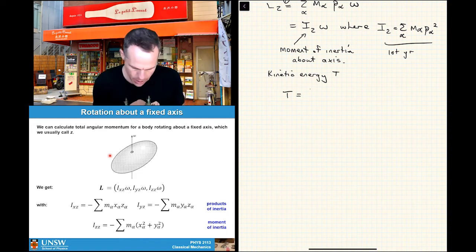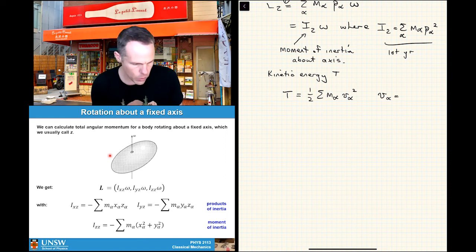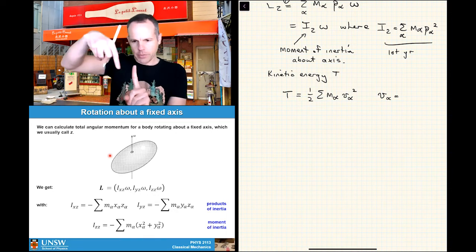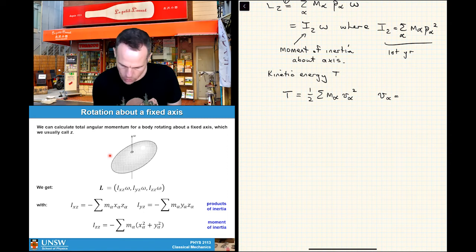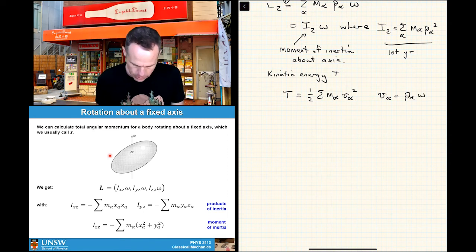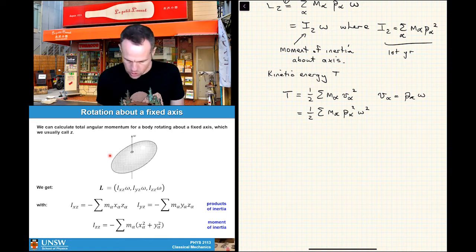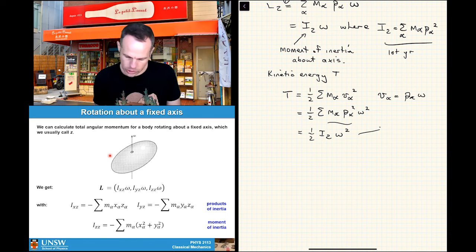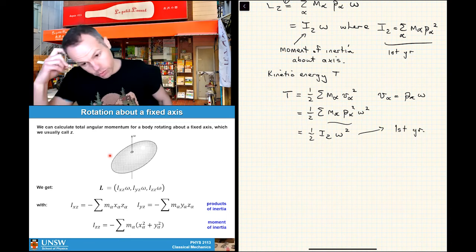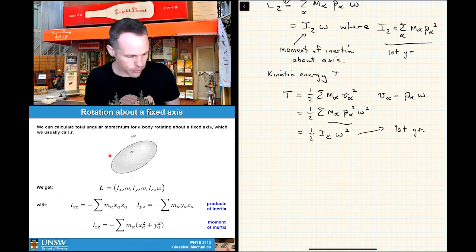Our T is just a half sum of m alpha v alpha squared, and we know that v alpha is equal to the radius, or, if we've got something rotating about an axis, the distance out to that object from the axis times the angular frequency, right? So it's going to be rho alpha omega. And so we can substitute that in, so this will be now half m alpha rho alpha squared omega squared, okay? And then of course this term in here is just my Iz, so this would now be a half Iz omega squared, and you'll remember this is a result that you got in first year as well. Kinetic energy of a rotating object is just half the moment of inertia times the square of the angular velocity.